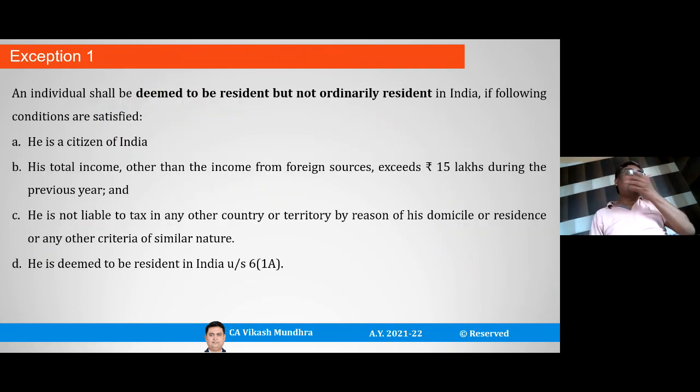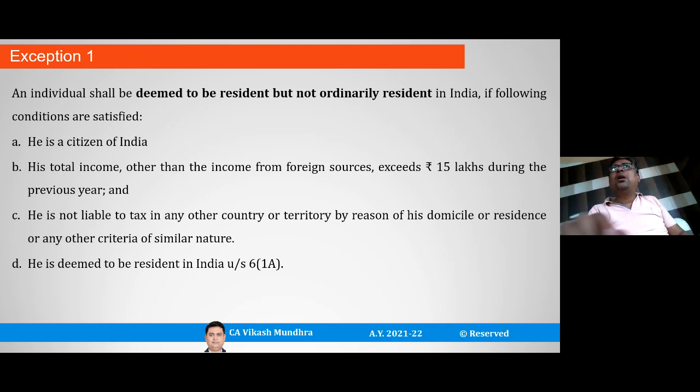Exception to these rules. What are the exceptions? If you satisfy these conditions, then you are considered a resident, but not ordinary resident. What are the conditions? You are a citizen of India. Your total income other than income from foreign sources exceeds rupees 15 lakh during the previous year. You are not liable to pay tax in any other country for whatever reason. And you are considered a deemed resident under section 6.1a.